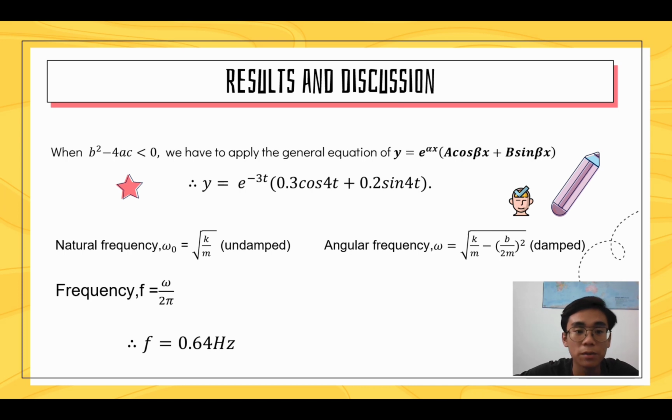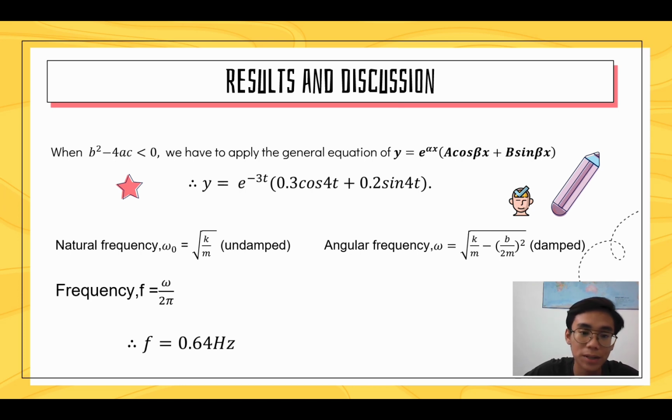When b squared minus 4ac is less than 0, we have to apply the general equation y equals e to the power of alpha x, times the bracket a cos beta x plus b sine beta x. This is what we have learned in our lectures. Just plug in the values and differentiate, and finally we get the answer y equals e to the power of negative 3t, times the bracket 0.3 cos 4t plus 0.2 sine 4t, and this is the equation of motion of our spring system.